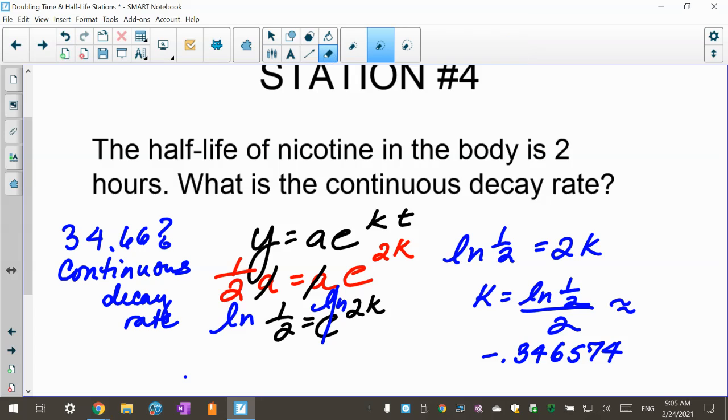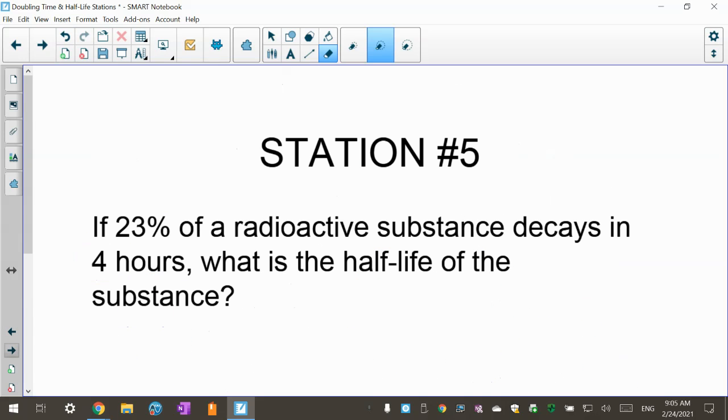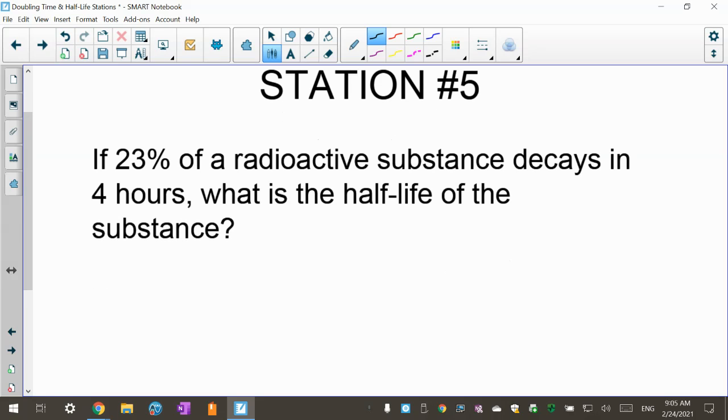All right. Okay, let's try station 5. Okay, station 5. Now these are more like the level I want you to be at, where you'll be able to use some information to come up with a formula and then answer a question. So this one says if 23% of a radioactive substance decays in 4 hours, what's the half-life? So you don't even worry about the half-life. Let's kind of draw a picture here.